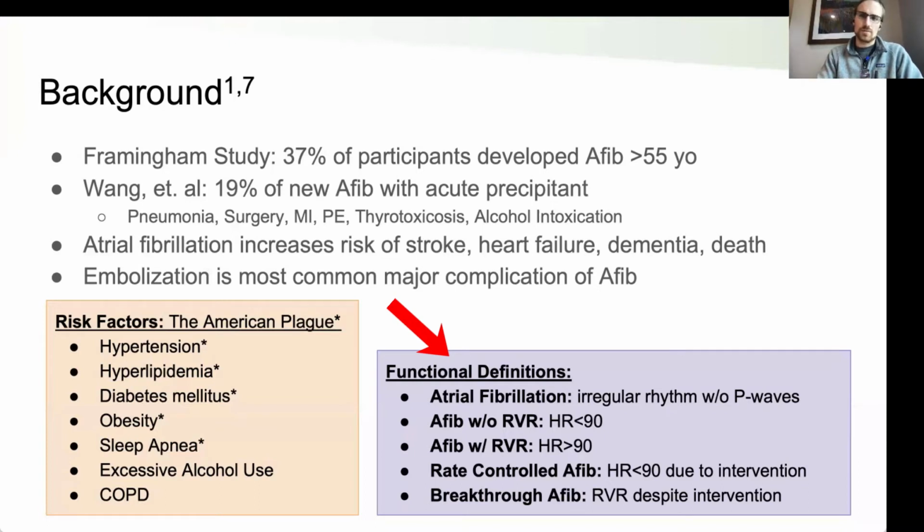But if somebody is symptomatic and it's 95, you might still call it RVR, even though other practitioners might not consider it as such. Rate-controlled AFib is when the heart rate is less than 90 with an intervention, such as a beta blocker or calcium channel blocker. And then breakthrough is when you have RVR despite interventions.